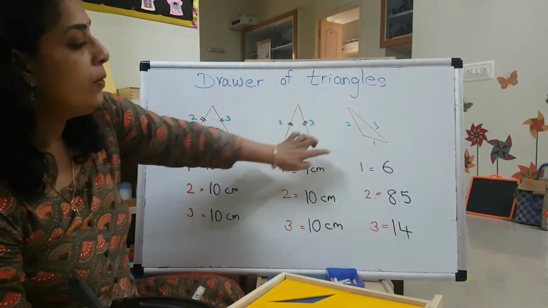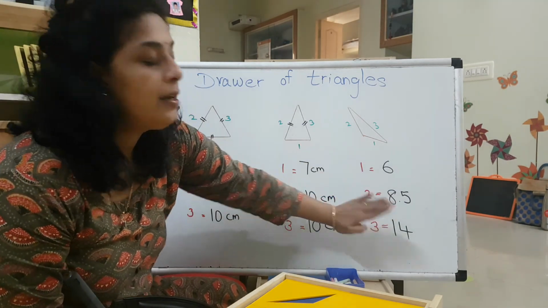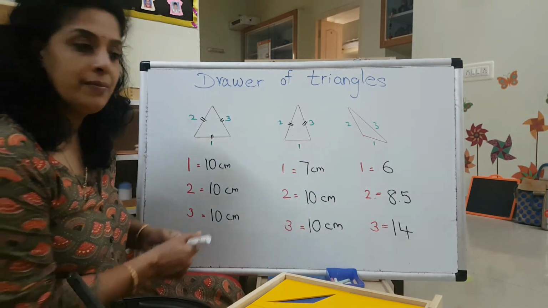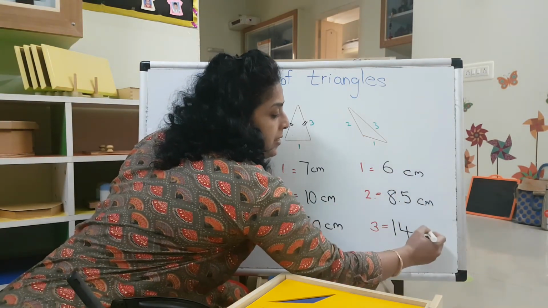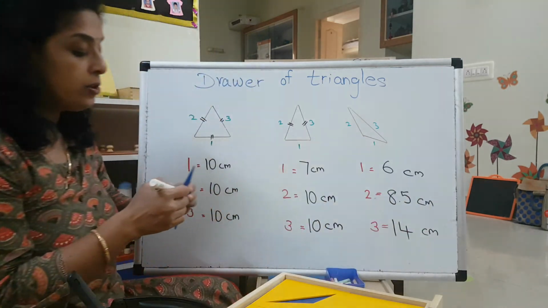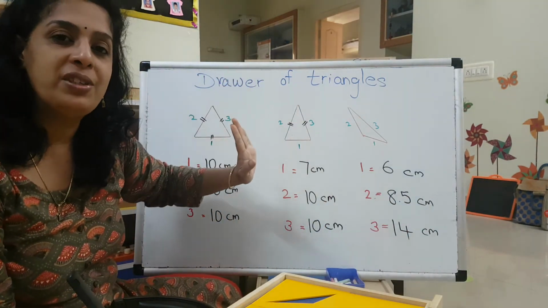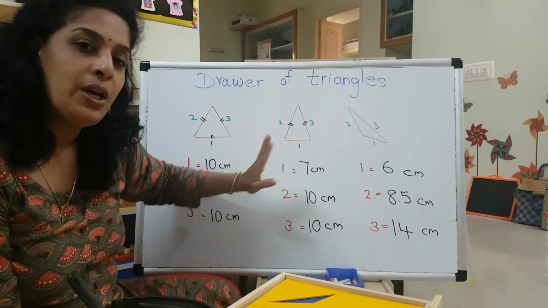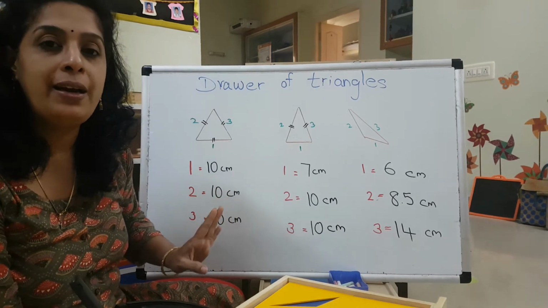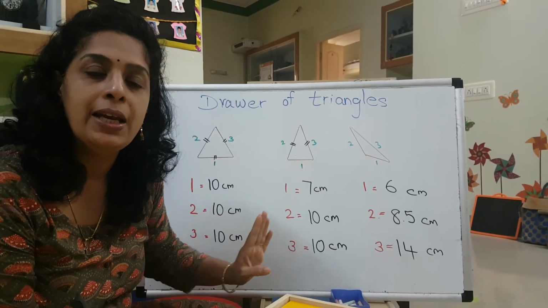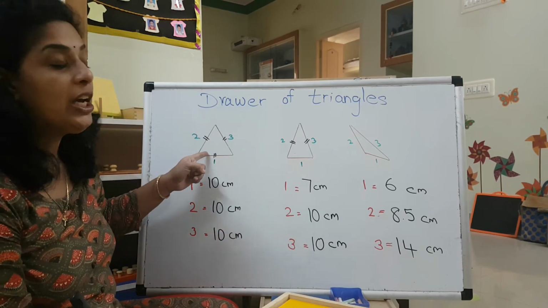Yeah. So, if you see in this triangle, what happened? All 3 sides are different. Correct? This is 6 centimeters, this is 8.5 centimeters, this is 14 centimeters. So, this triangle has all the 3 sides as different. Do you understand? So, it is called a scalene triangle. When all sides are of different length, we say scalene. Scalene.